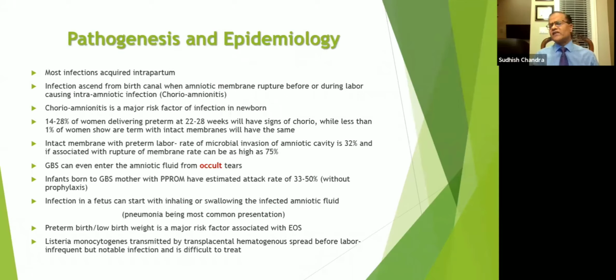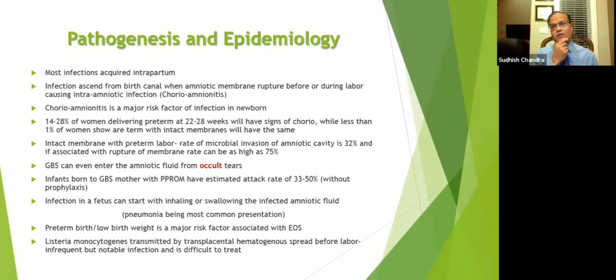When it comes to pathogenesis and epidemiology, most infections, as I said, are acquired intrapartum, and they are all ascending infections. When we have rupture of membrane or prolonged rupture of membrane before or during labor, we cause infection of the amniotic fluid called chorioamnionitis, which is actually a major risk factor of infection in these babies.